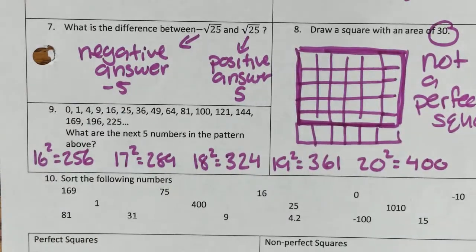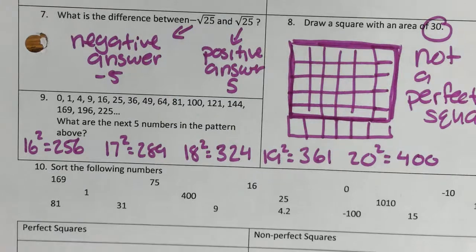So you have to know or be able to recognize all of these perfect squares. You don't have to memorize them. You need to be familiar with them. The reason you don't have to memorize them is because you can use a calculator. So if you're ever unsure if something is a perfect square or not, you can just put it in your calculator.